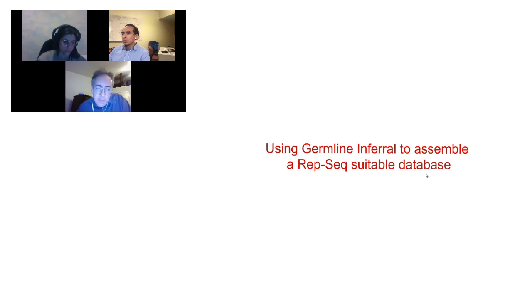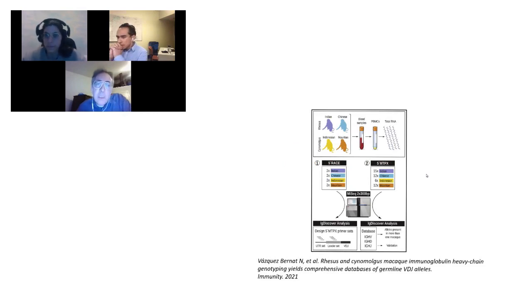So I just want to give you an example here of one particular study that we used the inferral process for. This was to use germline inferral to assemble a RepSeq suitable database for macaque studies. Now, we have been working with macaques for quite a number of years at the Carlson-Hedestam group. And when we started working on cloning antibodies, we realized that there wasn't a very good reference database for macaques. It was very difficult to actually identify accurate SHM levels. So we realized that we needed to develop a technique to build up these databases.